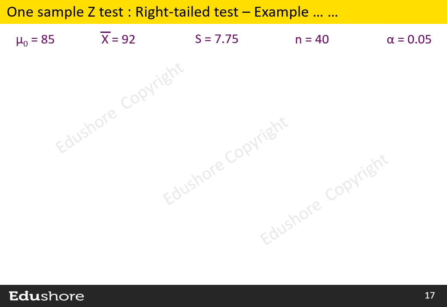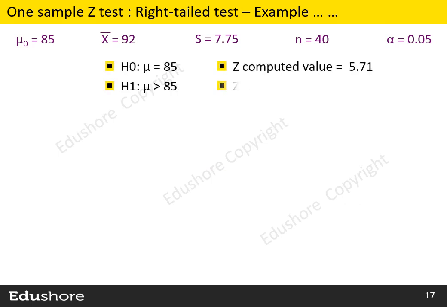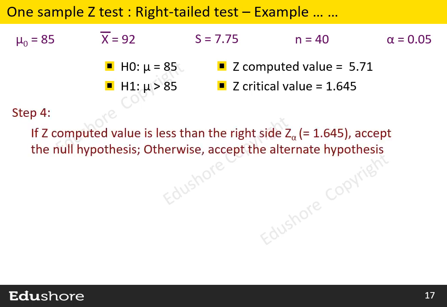We have set the null and alternate hypothesis. We have got the Z computed and the Z critical values. Step 4, the last step. If the Z computed value is less than the right side Z alpha value of 1.645, accept the null hypothesis. Otherwise, accept the alternate hypothesis.